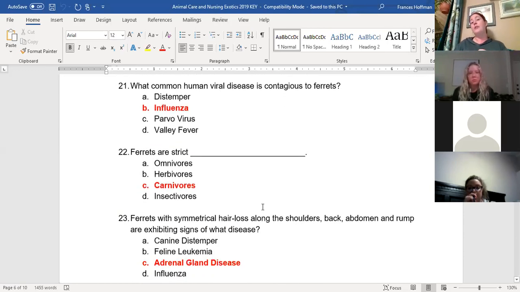21, the common human viral disease that is contagious to ferrets. Well, could be rabies, could be COVID, could be influenza. So our ferrets are susceptible to rabies, COVID, and influenza. I'm more concerned for your VTNE about influenza or rabies because, you know, more current information usually takes its time to make it into the VTNE.